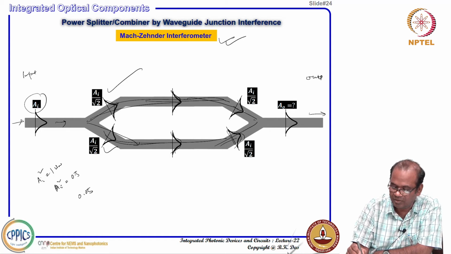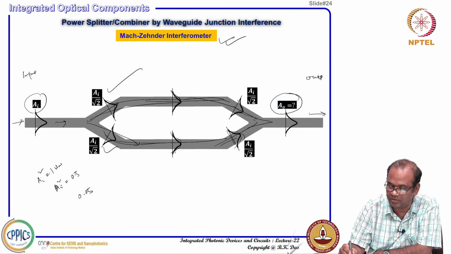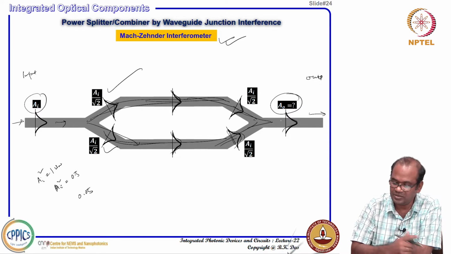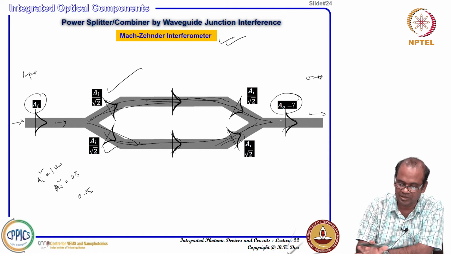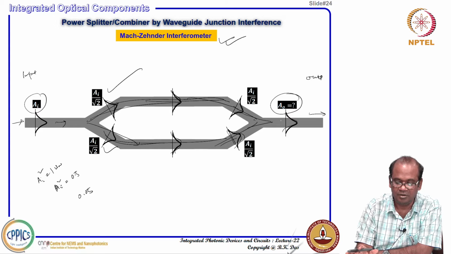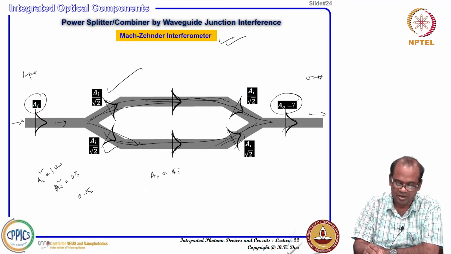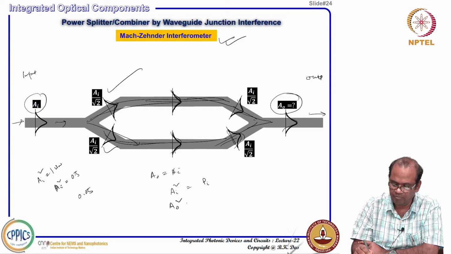Now, they are combined here. My question is, what would be the amplitude A0 here? Obviously, if they are lossless, you can say that A0 will be exactly equal to AI, is it not? Because AI square is the input power Pi, and A0 square is the output power P0.